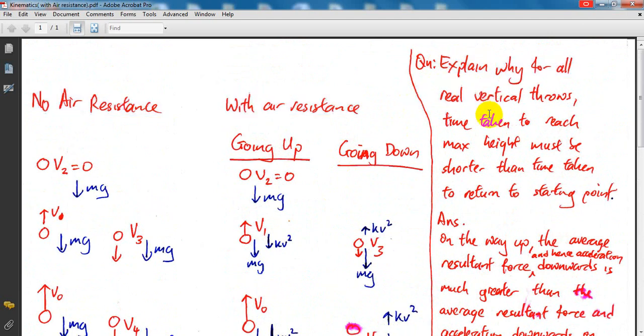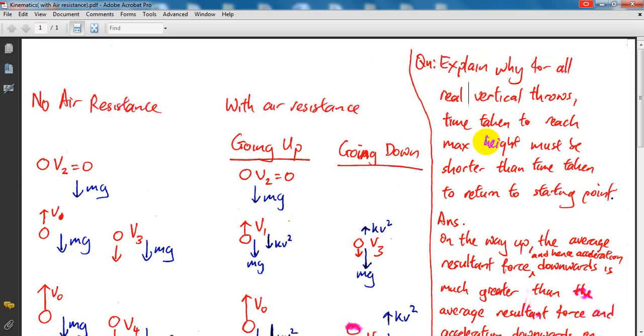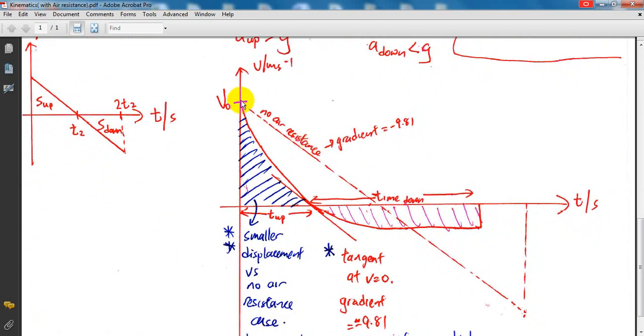why for all real vertical throws. When they talk about real, they mean that in real life. Okay, so you need to take the case where there is air resistance, because in real life there is air resistance. Okay, so explain why for all real vertical throws, the time taken to reach maximum height must be shorter than the time taken to reach the starting position. Okay, what it means to say is that, can you explain why the time taken to reach its maximum height is shorter than the time taken to come back to my starting position?